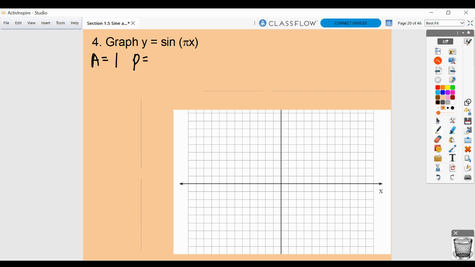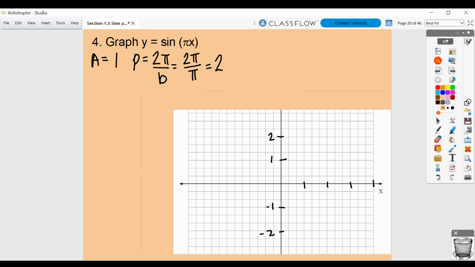The period is 2 pi over b, and b is the number in front of the x. So 2 pi over pi, the pi's cancel out, and you're just left with 2. So whenever we go to draw our graphs, we have to be very particular with our labeling and with our drawing. The y-axis is always the easiest one to do because it's just the amplitude. Since the amplitude's 1, we're just going to count by ones.